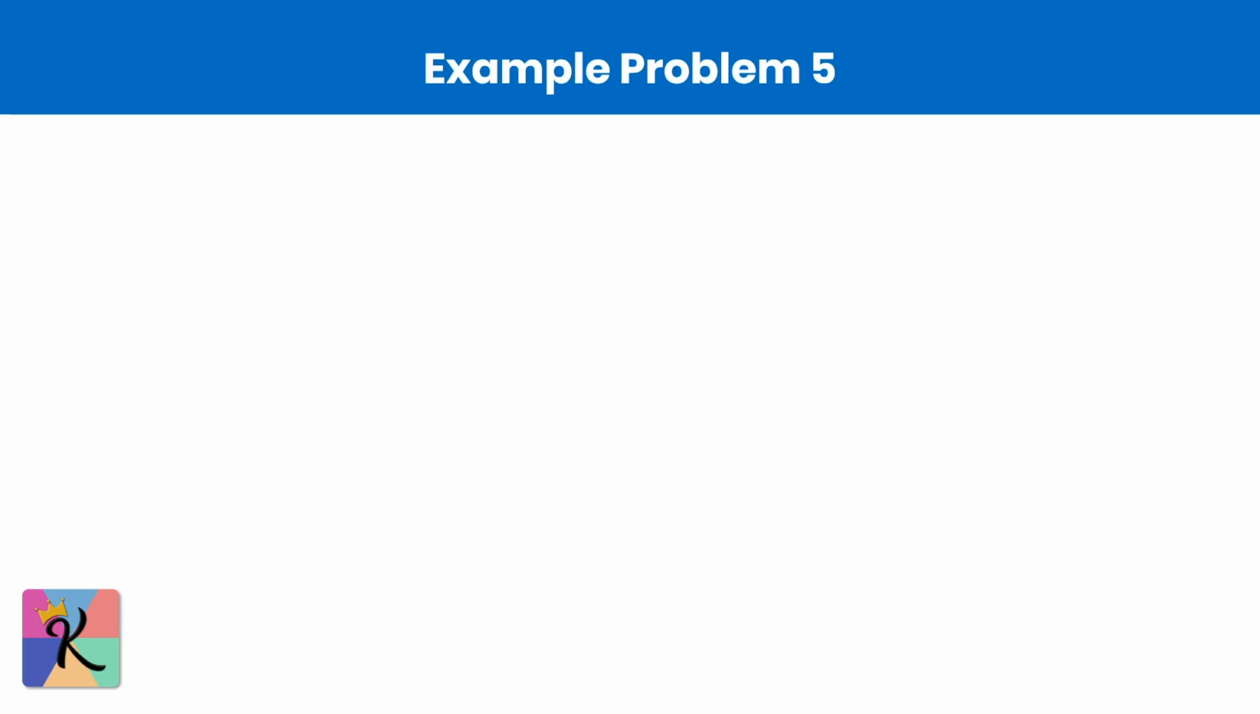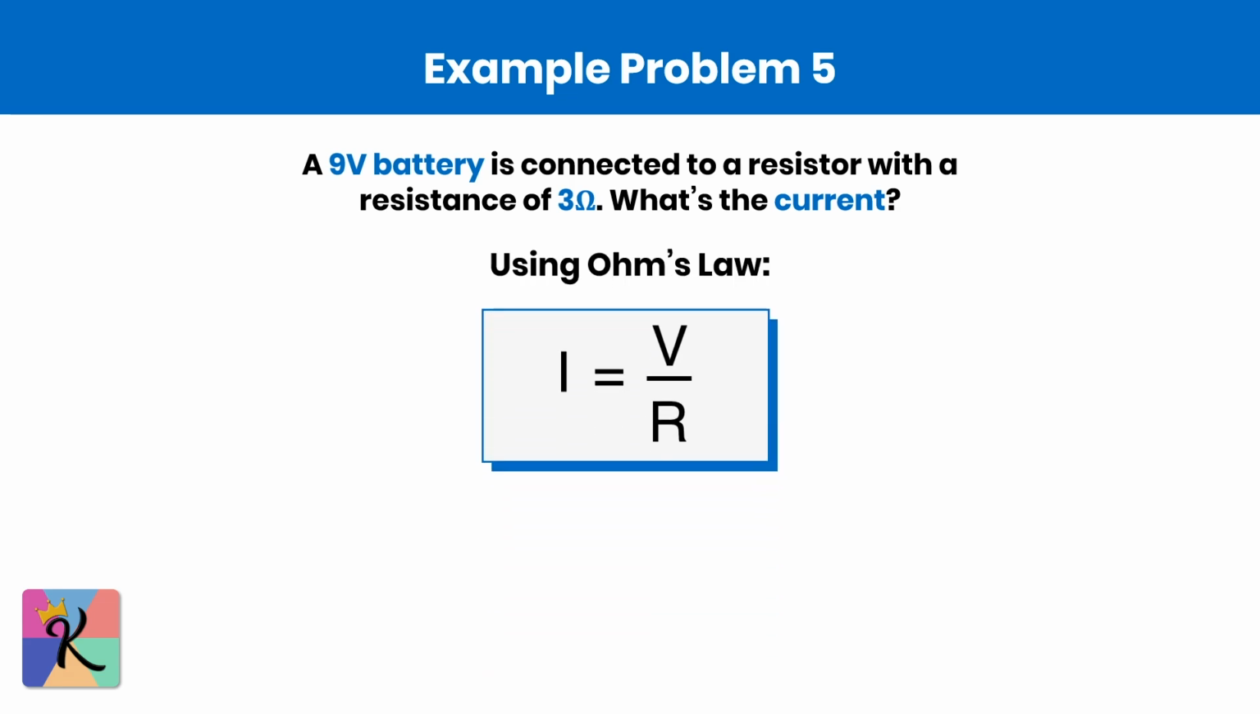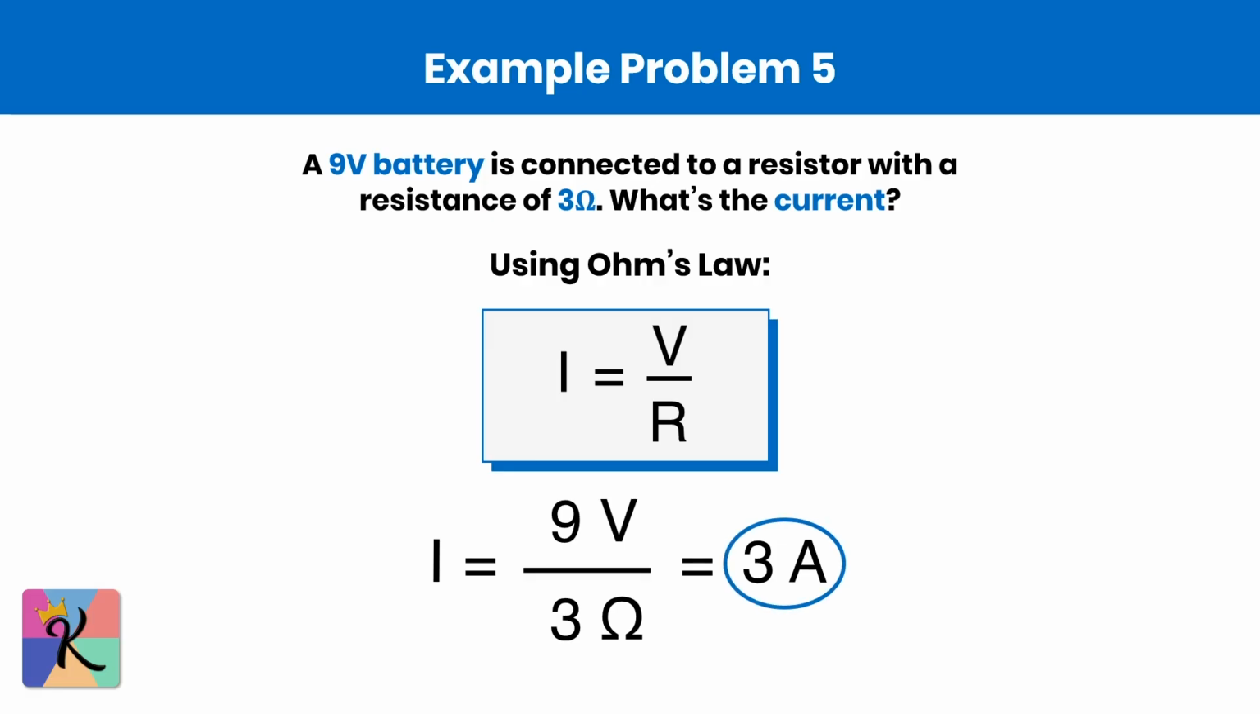Example, problem 5. A 9-volt battery is connected to a resistor with a resistance of 3 ohms. What's the current? Using Ohm's law, current equals voltage divided by resistance. Substituting the values, 9 volts divided by 3 ohms equals 3 amperes. The current is 3 amperes.